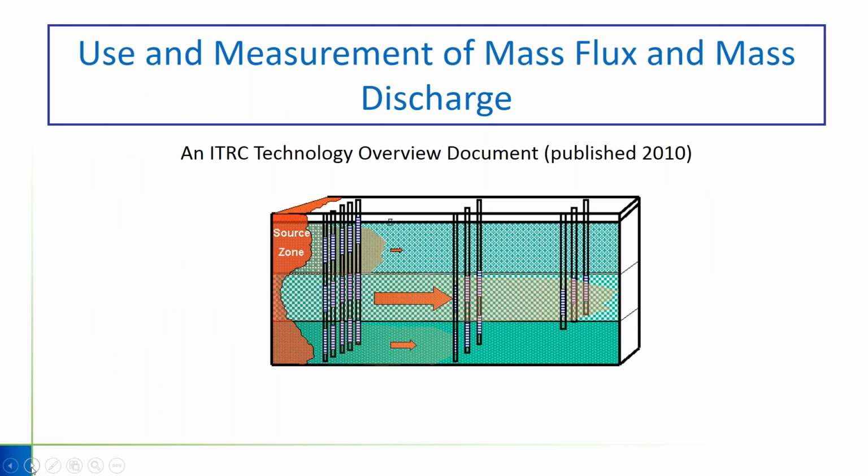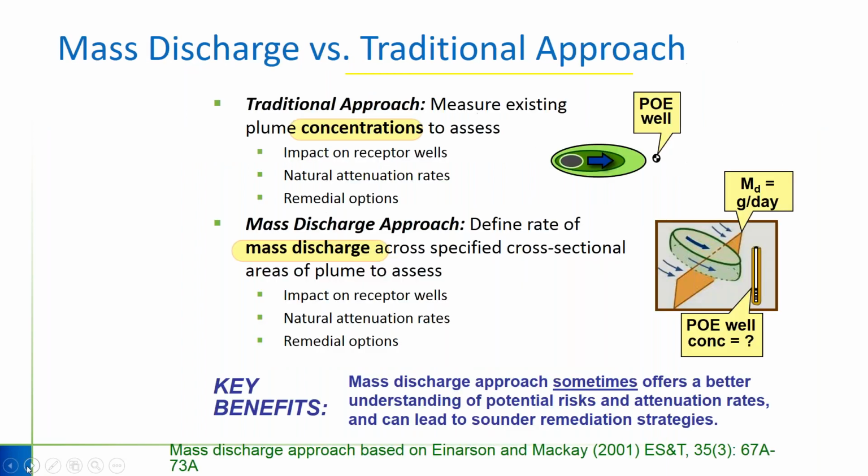So another thing that's becoming more common, and of course there's an ITRC document on it, is the use and measurement of mass flux and mass discharge. This is a document that the ITRC DNAPL team put together. It came out 8 years ago now, and it's got to be one of the most popular and most used documents ITRC has ever done, just because it has some really good information in it. And this idea of using mass flux and mass discharge can also be a way to help you understand your site at an early stage of building the CSM.